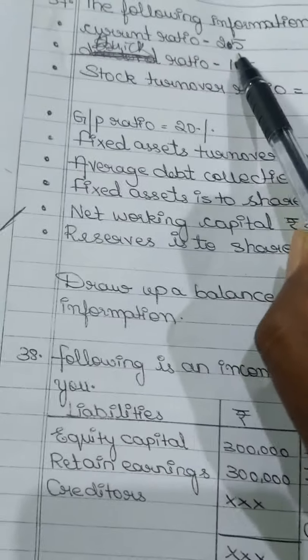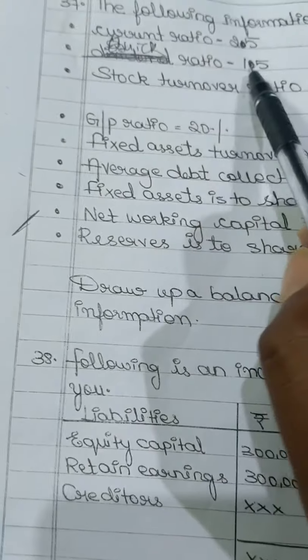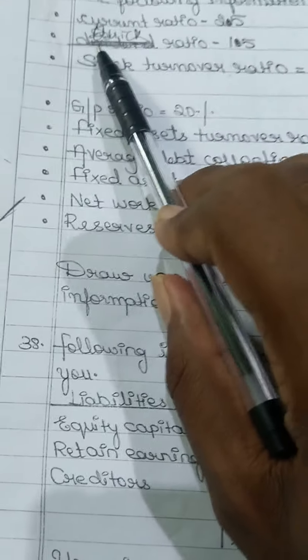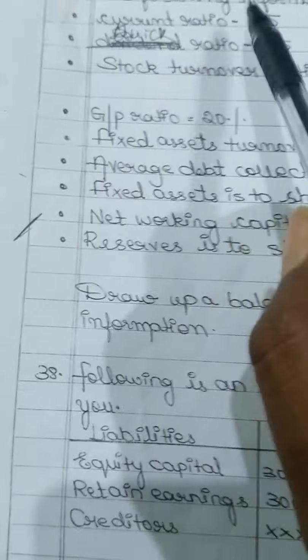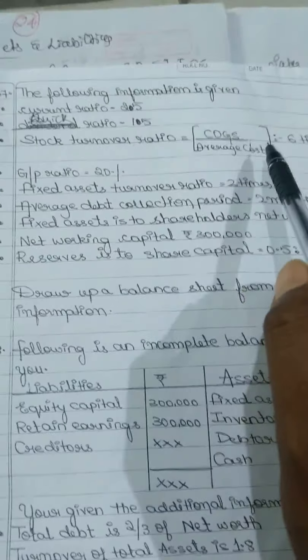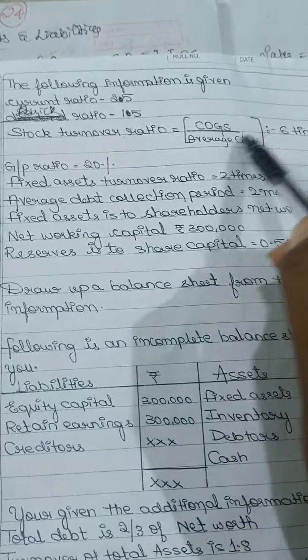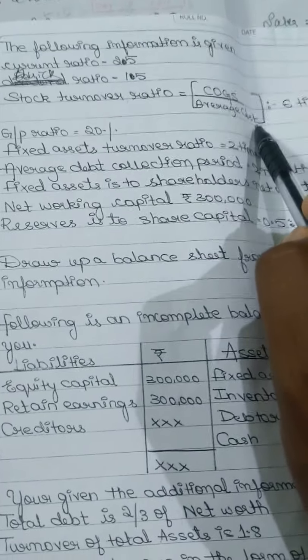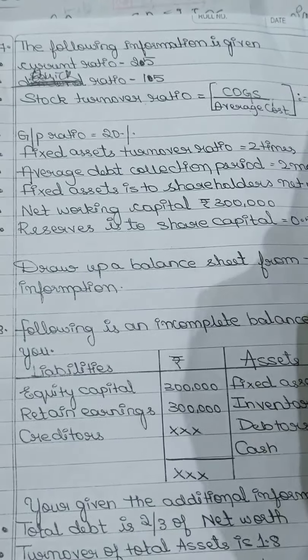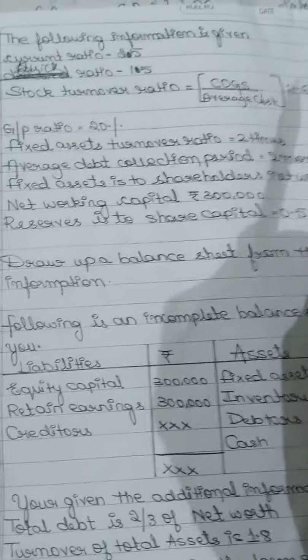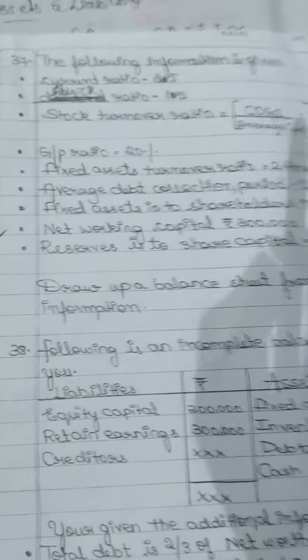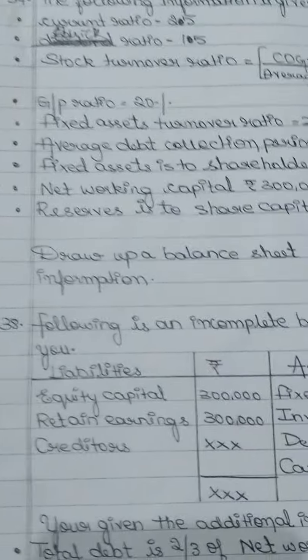Current ratio 2.5. So with the help of this you can identify current assets and current liabilities. Quick ratio, that is stock. That is not dividend ratio, it is quick ratio. Next, stock turnover ratio. They're telling that it is not average cost, it is average stock. Cost of goods sold, that is 6 times. So with the help of this you can find out cost of goods sold or stock, depending on your adjustments.